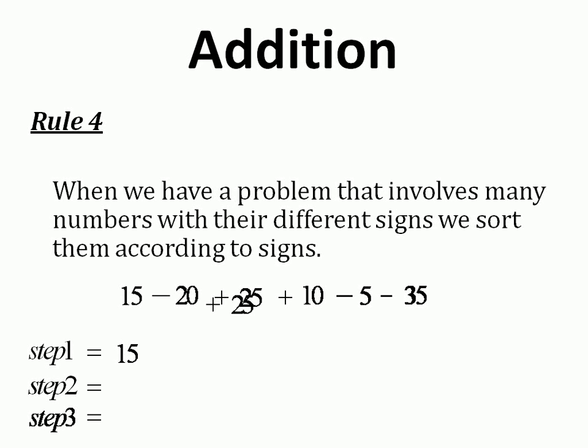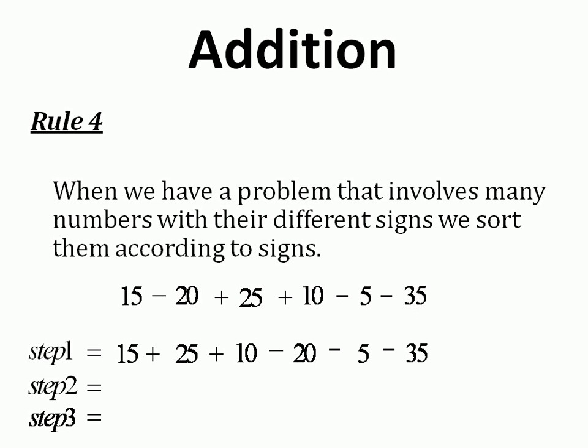So let us slide right there all the positive numbers. So we have a positive 10 also, and positive numbers are finished, so we move to the negatives. So we have negative 20, negative 5, negative 35.